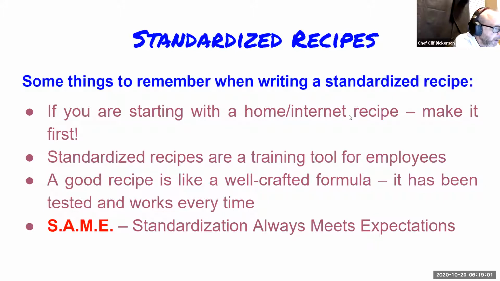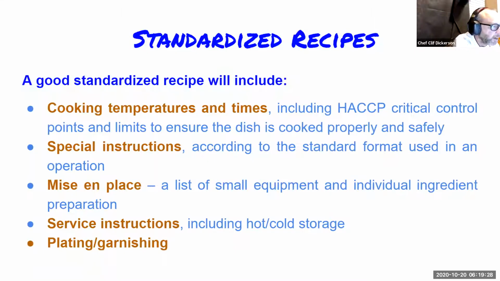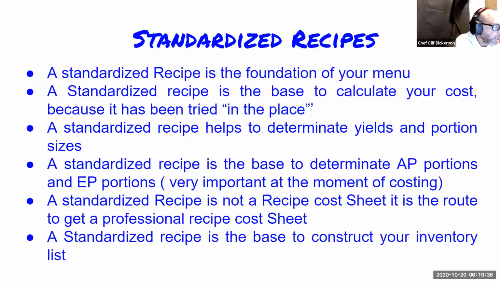You also just want to make sure it meets all the expectations and has all of the things right here: menu name, the yield, the portion, the ingredients, the preparation, the cooking times, the special instructions, mise en place, serving instructions, and plating and garnishing. Those are very important.